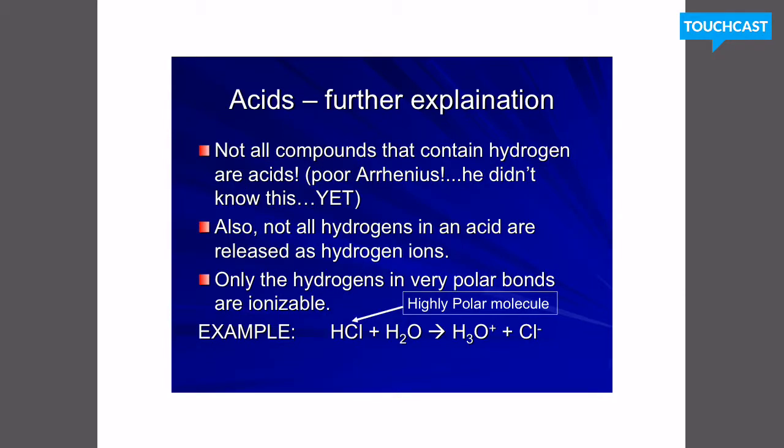So here's something that poor Arrhenius didn't even know yet. Not all compounds that contain hydrogen are acids. I have an example coming up, but before we get to that, let's talk about some common acids that you guys are pretty familiar with. For example, we have hydrochloric acid. When you put hydrochloric acid in water, it's going to produce hydrogen ions and chloride ions. So it's easy to see this in this particular reaction, how I drew it.